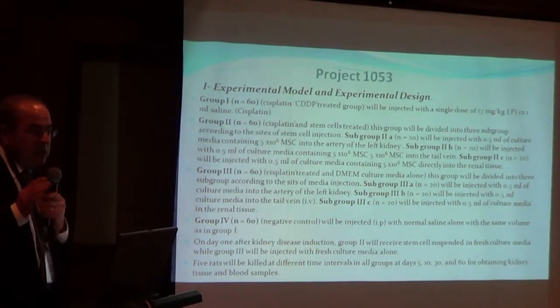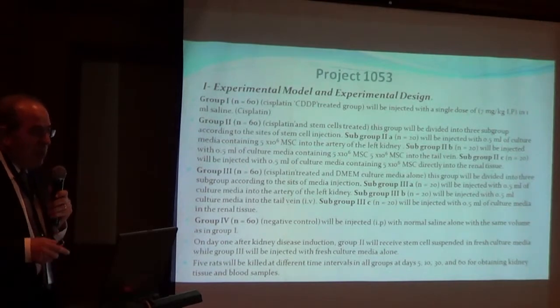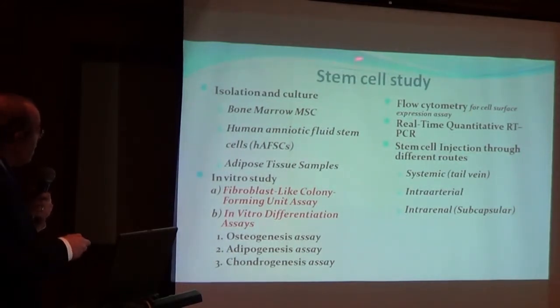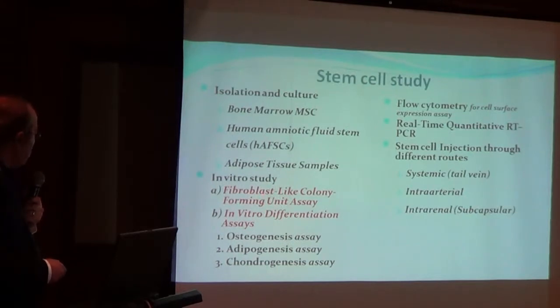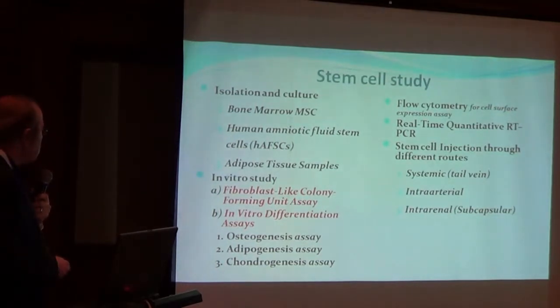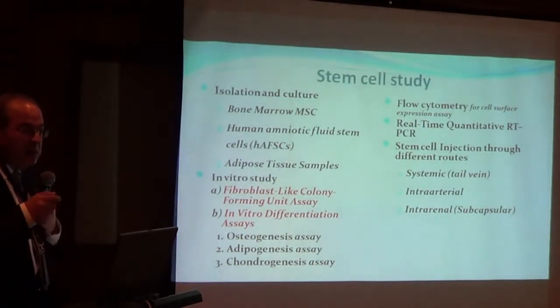Now, this is a 2-year project, and we finished the first year of work, and we are going to present our data. There is a lot of extensive work on stem cells. The stem cells were isolated from different sources and cultured. They were examined by the fibroblast-like colony-forming unit assay. Then we proved that these cells, before being injected, are actual stem cells by examining their capacity for osteogenesis assay to make bone, and adipogenesis assay to make adipose tissue. In certain media these cells can also give cartilage. So before injection, we are sure these are stem cells.